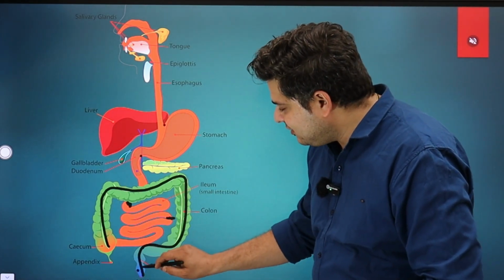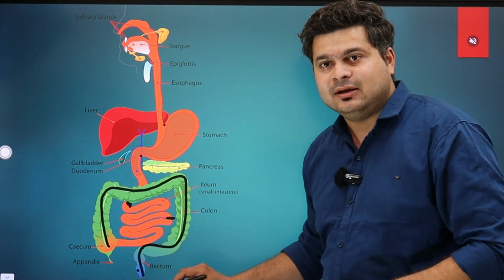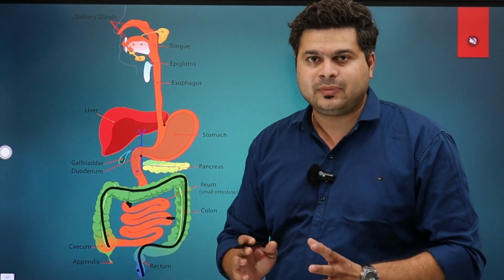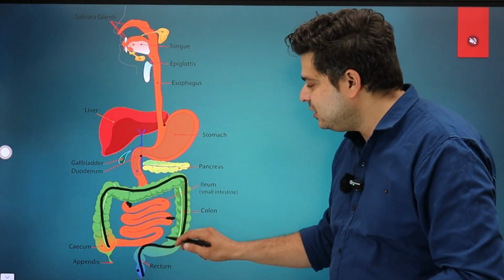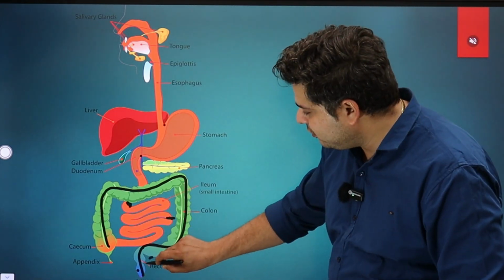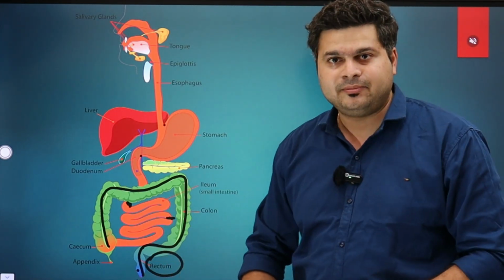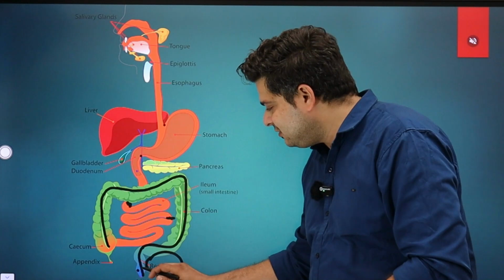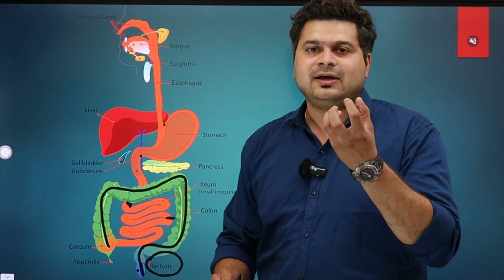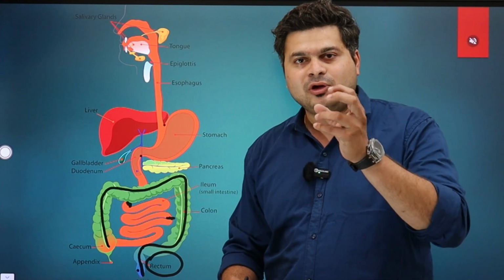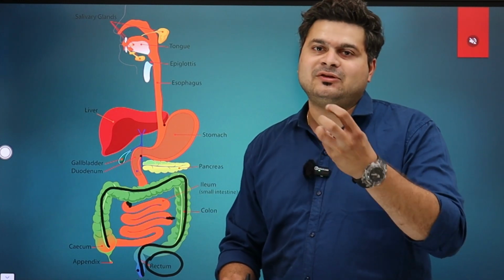Now this last portion of our large intestine has a special storage function. It also has a different name. This whole area is known as the colon, but this storage area is known as the rectum, and the last 4 to 5 centimeters of the large intestine is known as the anal canal, which is the actual opening from where we pass stools.